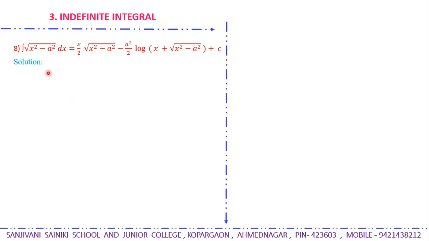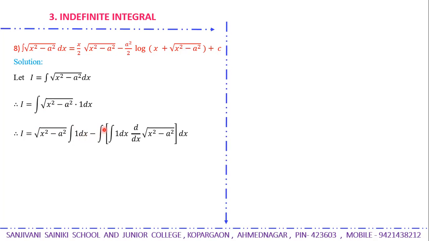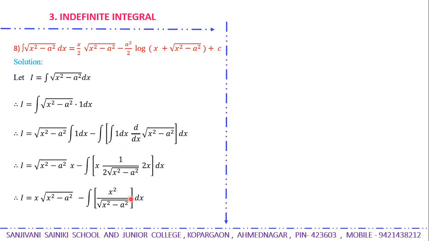Now moving further, this is the third theorem. I is equal to integration of root x square minus a square dx. For this also we will choose the second function as 1. Then using by parts: first function as it is, into integration of the second function, minus integration of bracket, derivative of the first function into integration of the second function. Integration of 1 dx is x, and dy dx of root x square minus a square is 1 upon 2 root x square minus a square into 2x. So 2 will get cancelled, and you will get x square upon root x square minus a square.